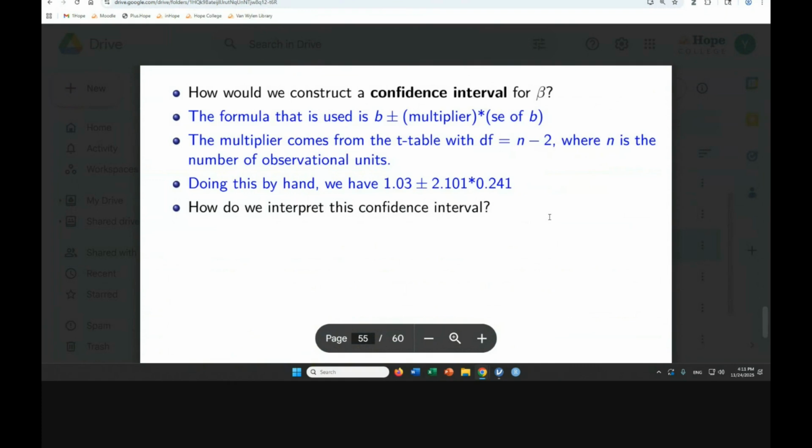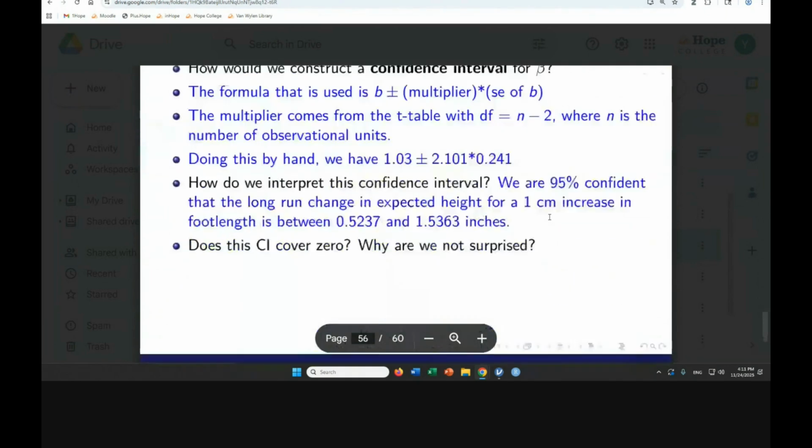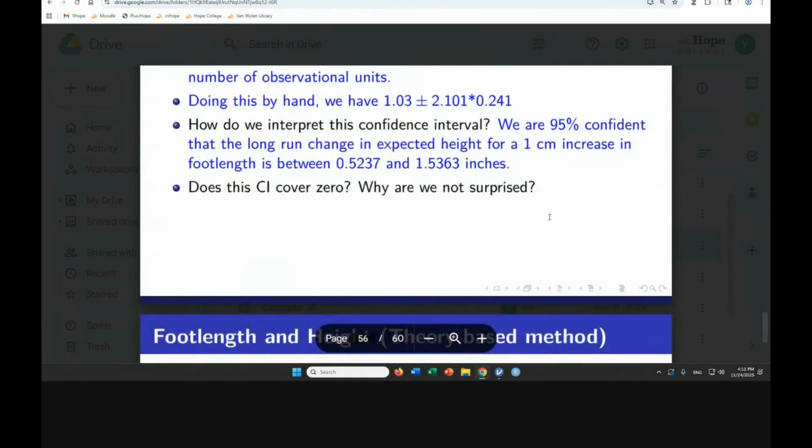How do we interpret this confidence interval? We are 95% confident that, do you see this thing? The long run change in expected height for 1 centimeter increase in foot length. This long phrase is what? What's the symbol for it? These 12 words or so can be replaced by one Greek symbol. What is it? Not b, very close. It's beta.